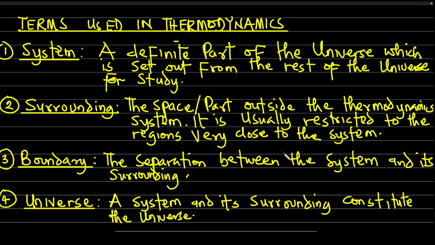Now, the boundary is the separation between the system and its surrounding. Just like I said, the wall of the kettle is a boundary because that is what separates the water inside the kettle from the outside of the kettle. So what is the universe? The universe is a system and its surrounding. The system and its surrounding constitute the universe.